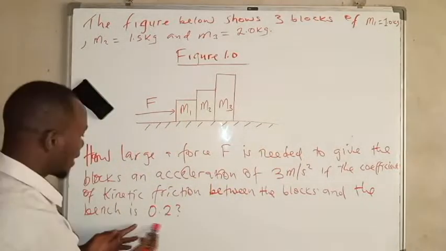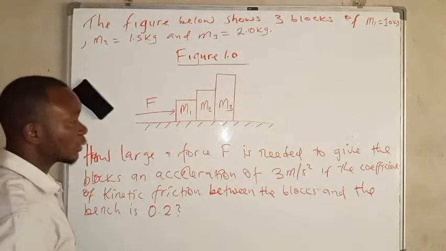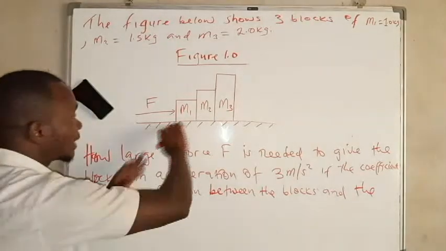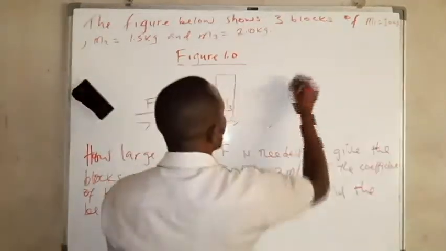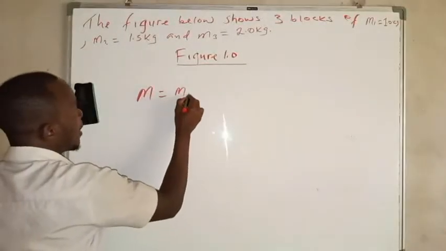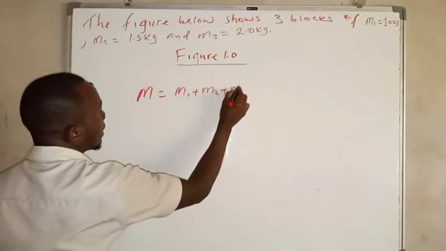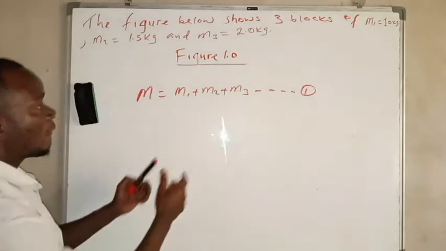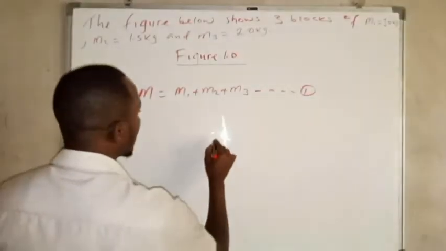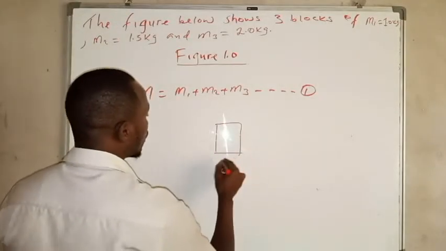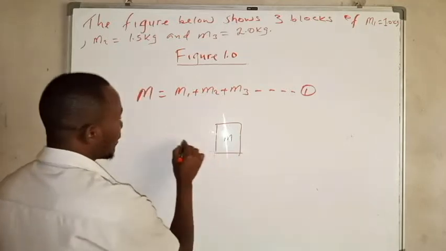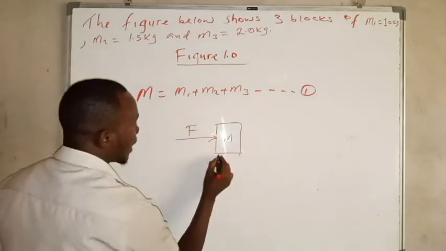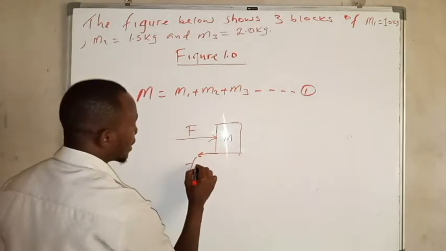So from here, the coefficient of kinetic friction is the same, so what we're going to do is come up with a common mass. M is equal to M1 plus M2 plus M3. Let's call this equation number 1. Now, for this, we can come up with a free body diagram. This is the mass M, and we have the force that is giving it this push, and we have the friction force in this direction.